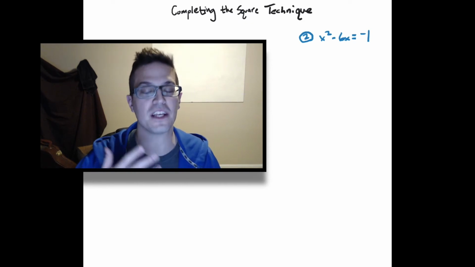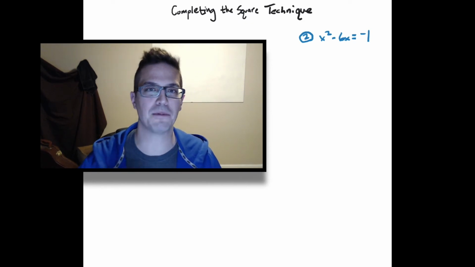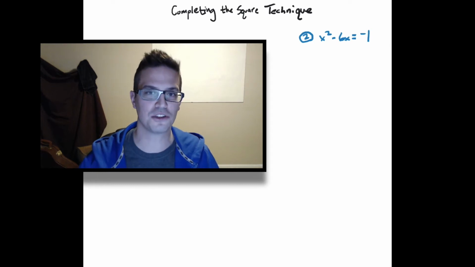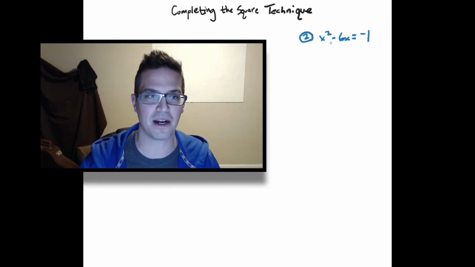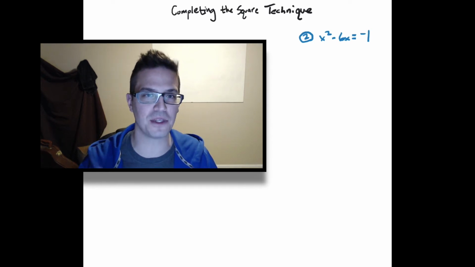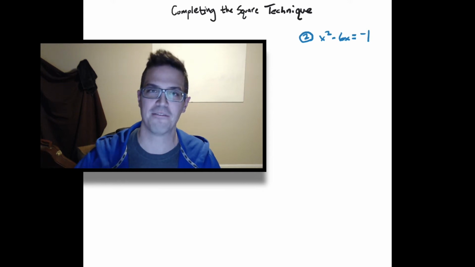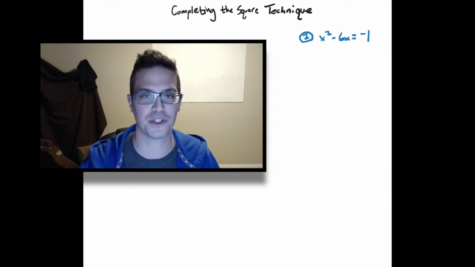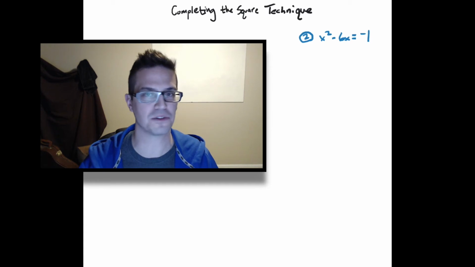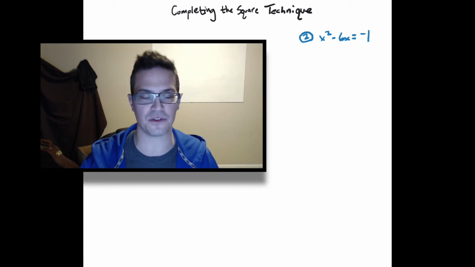Then when we used the graphing technique, we were actually able to find an approximate solution to this second problem right here, this x squared minus 6x equals -1. But it was not an exact answer. The completing the square technique is actually going to help us find the exact answer to this problem, this x squared minus 6x equals -1. But before we do this example, let's go over how to do the completing the square technique.